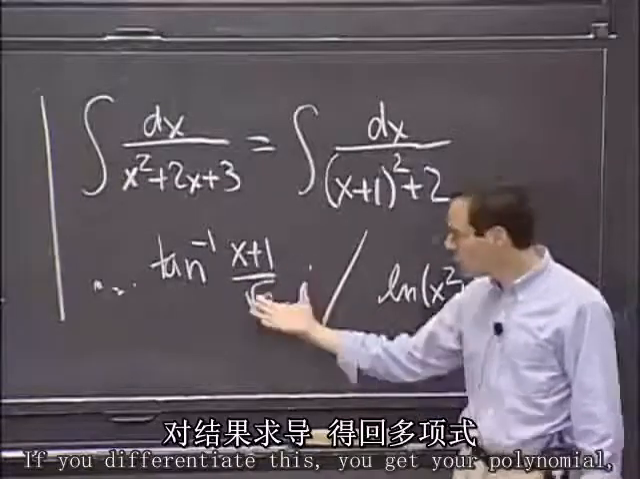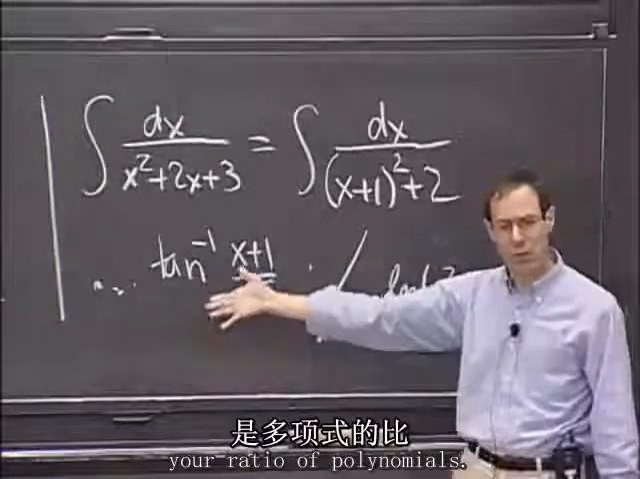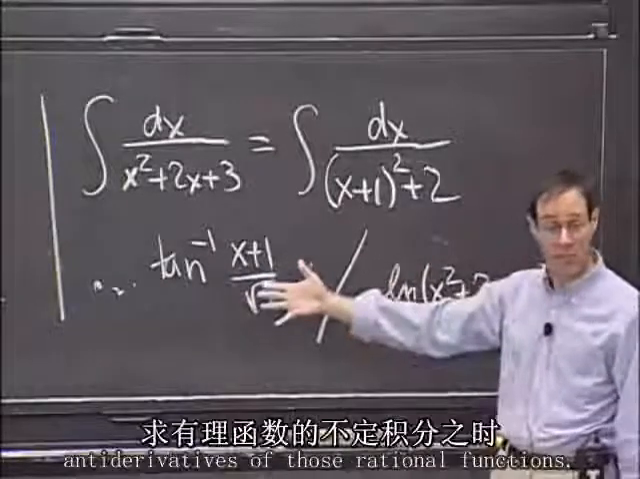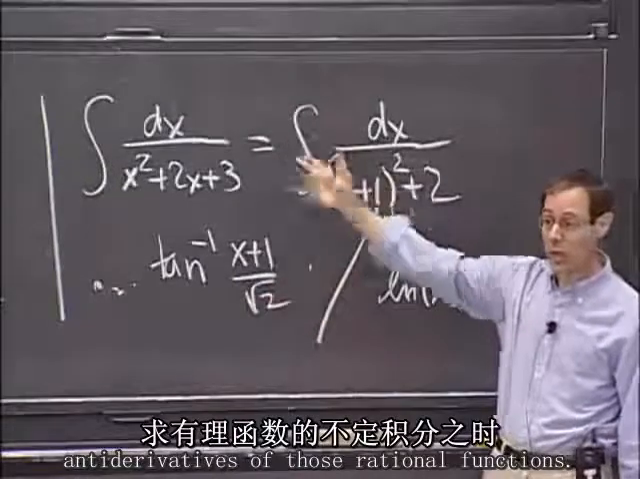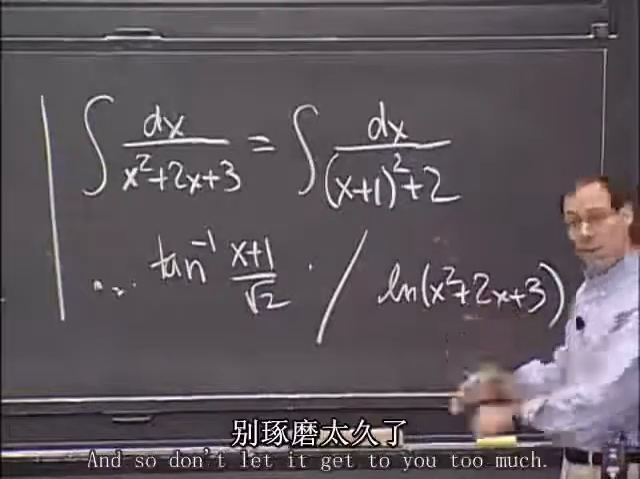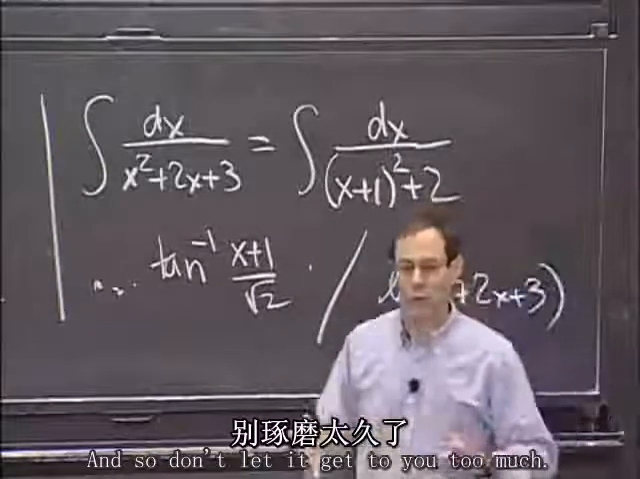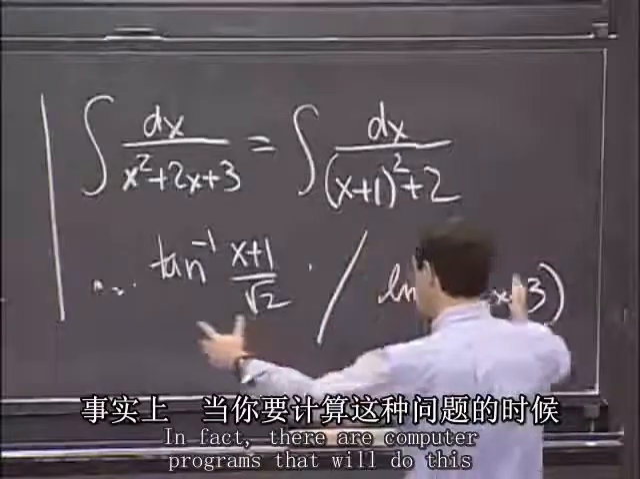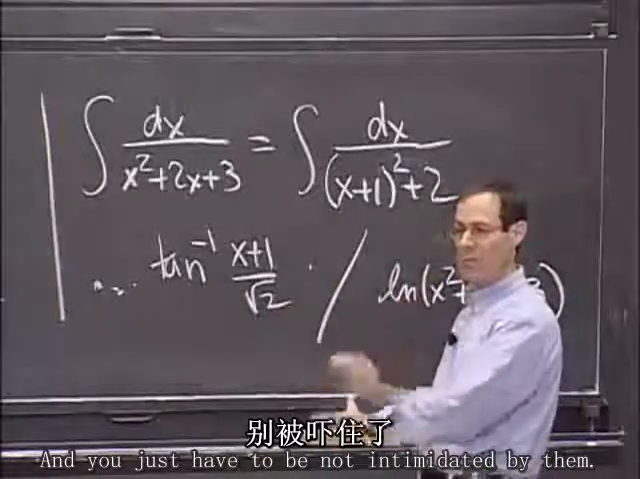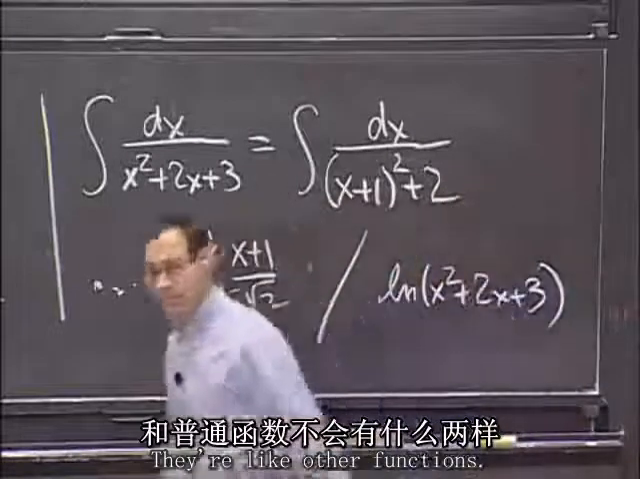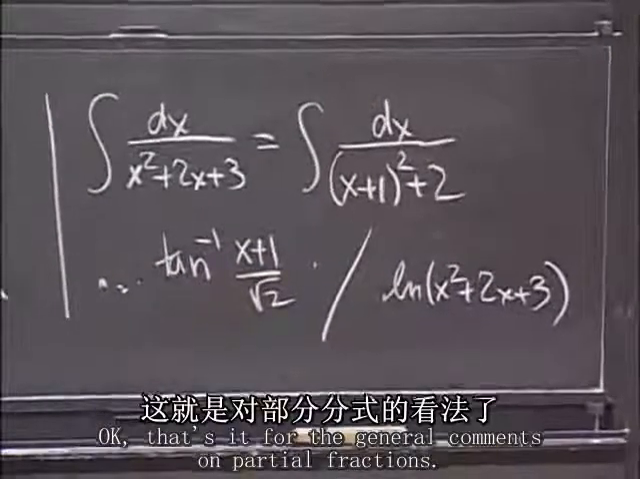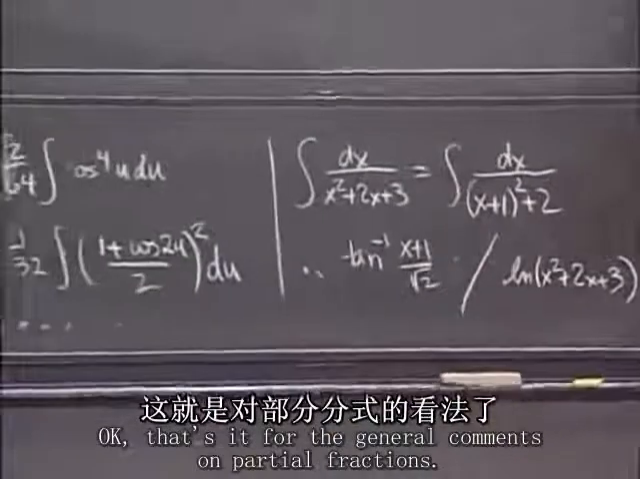If you differentiate this, you get your polynomial, your ratio of polynomials. If you differentiate this, you get some ratio of polynomials. These are the things that come up when you take antiderivatives of those rational functions. So we're just stuck with these guys. And so don't let it get to you too much. It's not so bad. In fact, there are computer programs that will do this for you anytime you want, and you just have to not be intimidated by them. They're like other functions. Okay, that's it for the general comments on partial fractions.